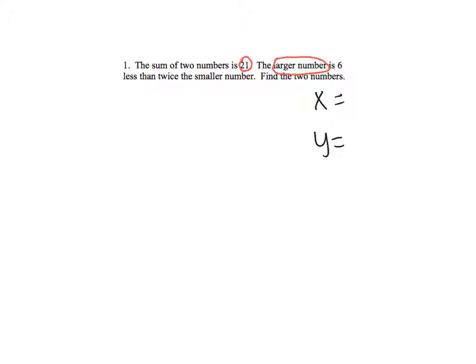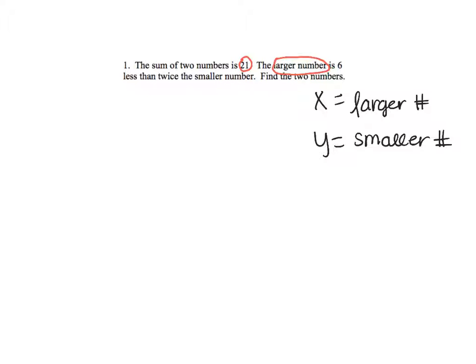So I'm going to say x is my larger number, and y is my smaller number. That way, whenever I go to answer the question, when I define my variables, those should be able to complete that sentence. So when I find the two numbers, I know x is whatever that bigger number is, and y is whatever that smaller number is.